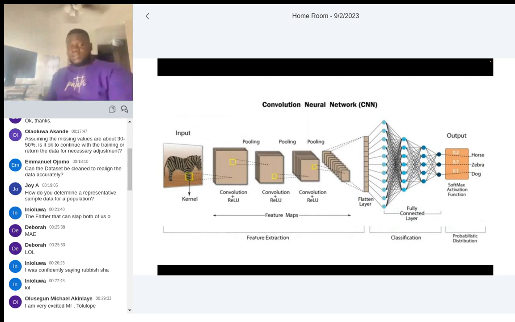Now, this is basically what it looks like, right? A convolution neural network consists of different layers: a convolution layer, a pooling layer, a flattening layer, a fully connected layer. Do you understand? And then an activation layer.